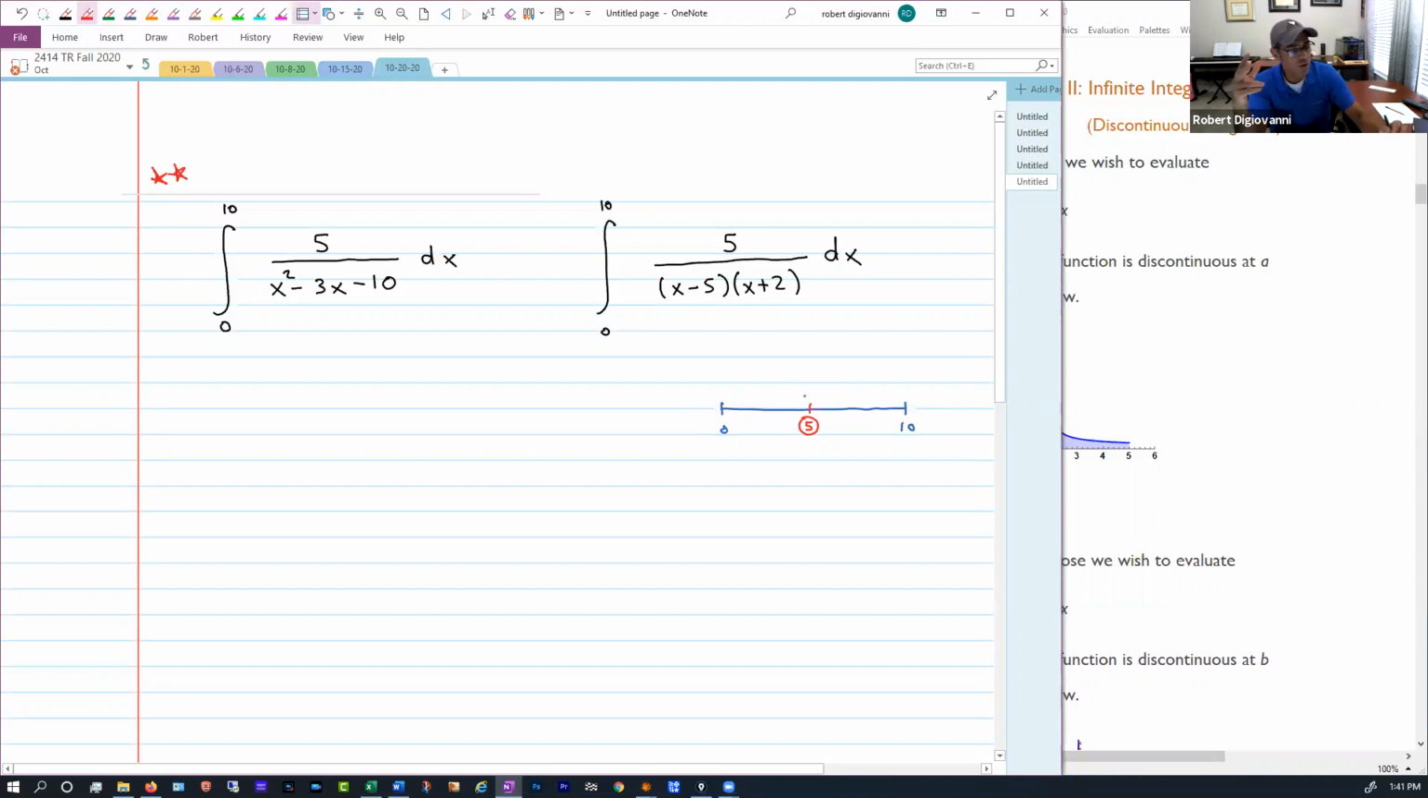So we're going to do 2 integrals. One of them is going to be us approaching 5 from the left, and the other one's going to be approaching 5 from the right. Okay, let's do it. So I'm going to do the integral from 0 to 5 of 5 over, I'm going to keep it factored. And then I'm going to go from 5 to 10.